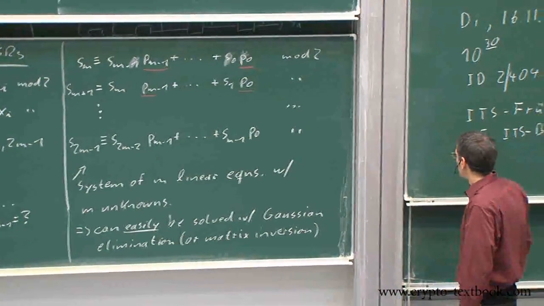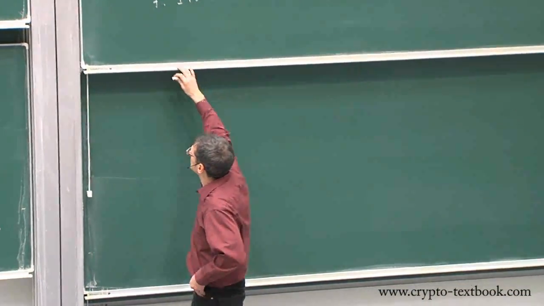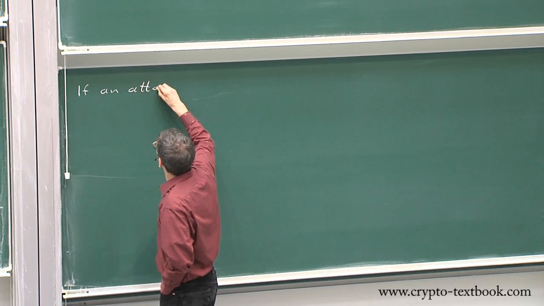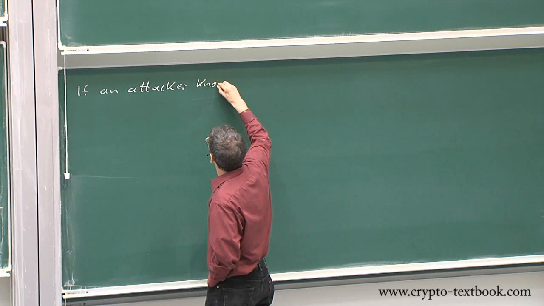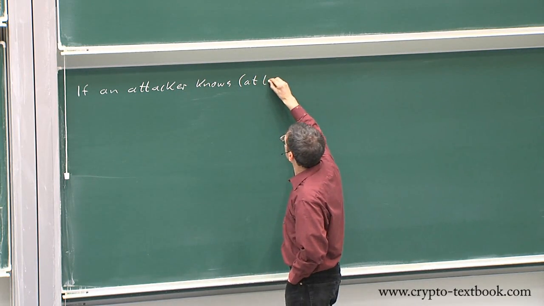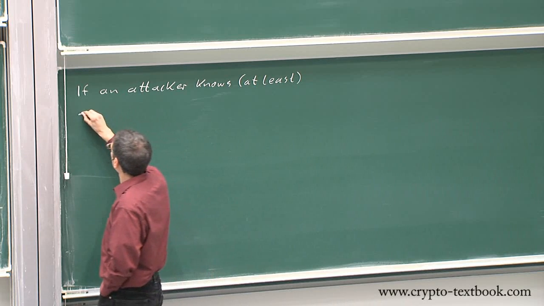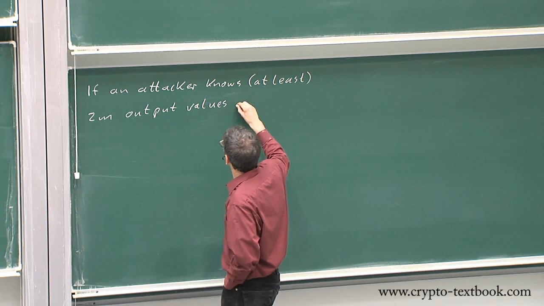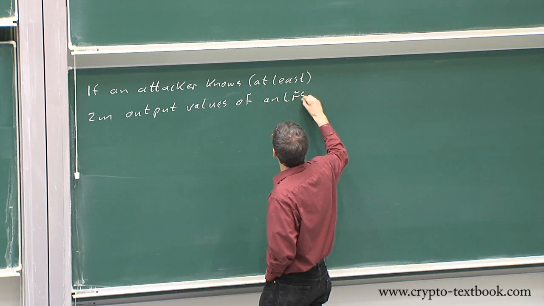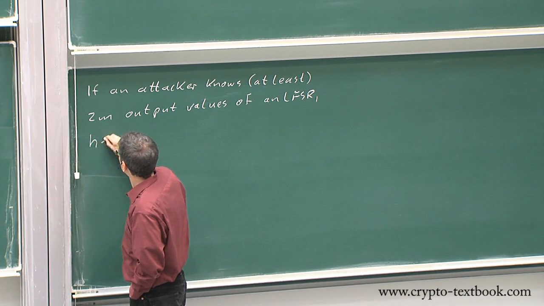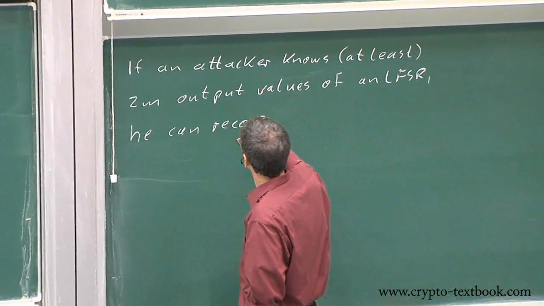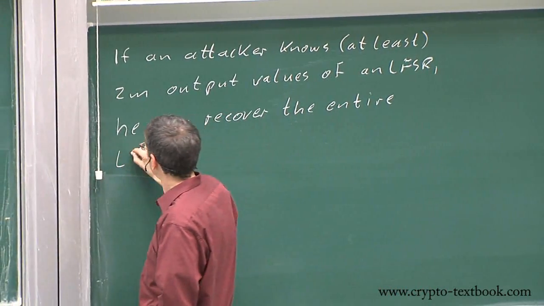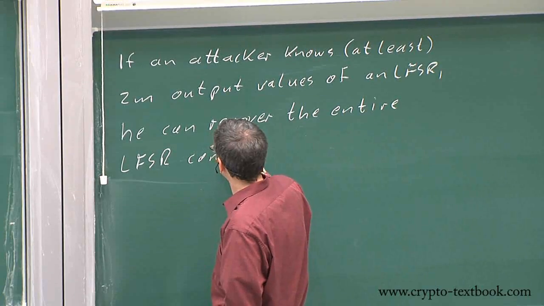So lesson learned, this is a very, very important consequence, okay? If an attacker knows, and in parentheses, at least 2 to the m output values of an LFSR, comma, he can recover the entire LFSR configuration.